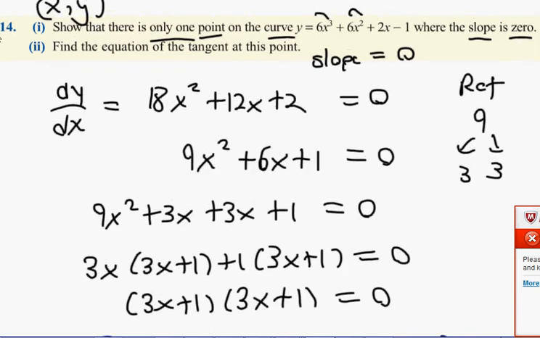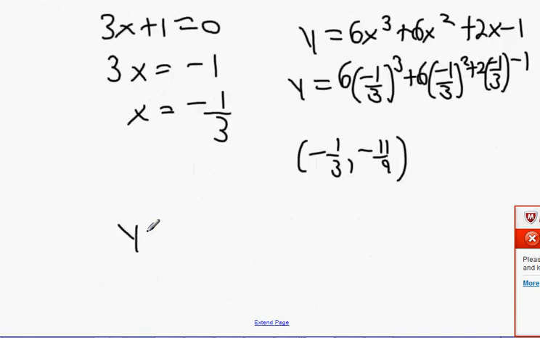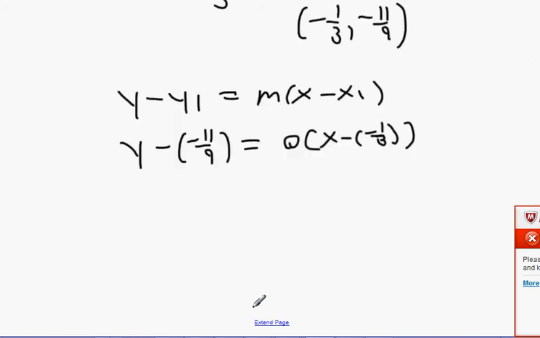Okay, and there's only one point. Find the equation of the tangent to this point. What does that mean? Sub it into the tangent, which is a line. Oddly enough, what we're going to get here is y minus minus 11 over 9, which is going to be y plus 11 over 9. What is the slope? 0. So we don't even have to worry about the x values, do we? It would have been minus a third just for completion's sake, but we don't have to worry about that.